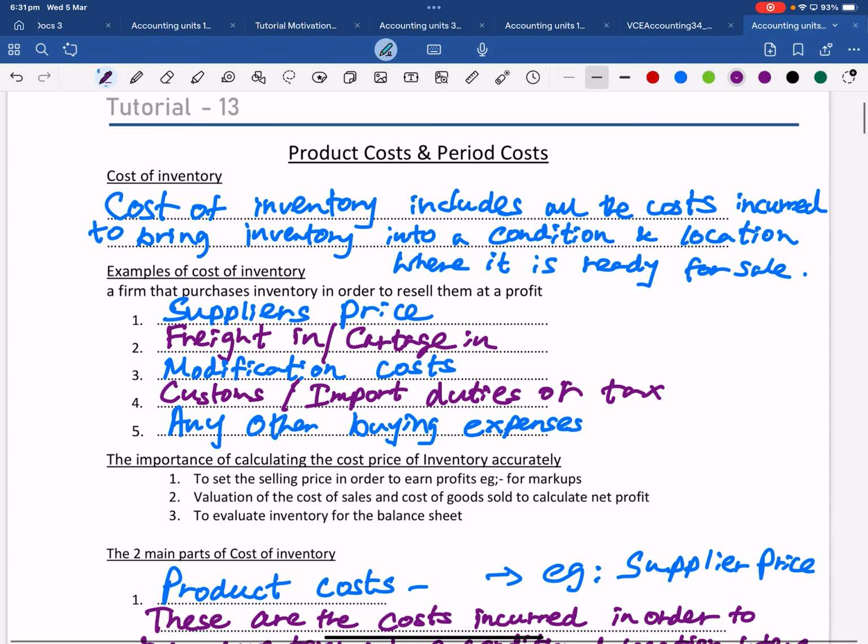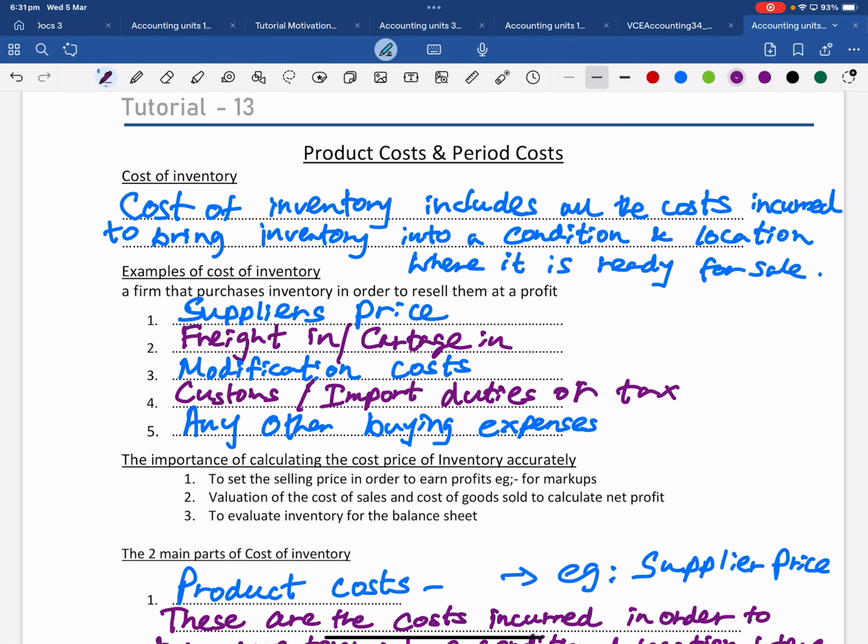Okay guys, done? Right. So what are we doing today? Product cost and period cost of inventory. Meaning the cost that we incurred to purchase and bring them into a condition and location ready for sale is called cost of inventory, right? Cost of inventory. Have you done it in Unit 2?